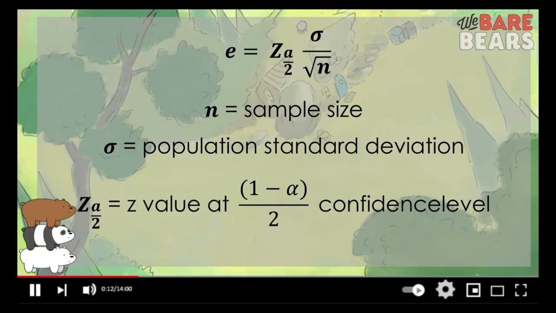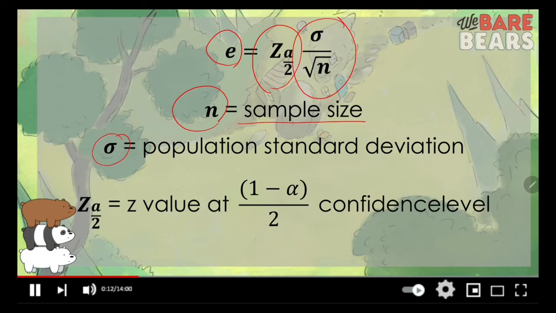Anak, remember the formula for the margin of error or the maximum error, ang ginagamit nating symbol for the margin of error is small letter E. Okay, we have the product of the z-value sub alpha over 2 and the standard deviation divided by the square root of the sample size. So again, we all know that the small letter n will be our sample size. The small sigma is the population standard deviation.